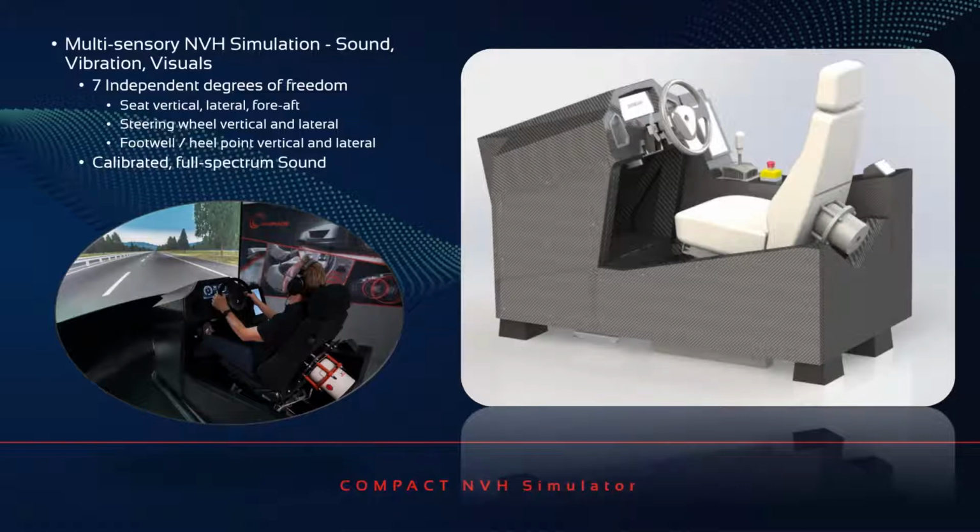7 independent degrees of freedom of vibration are delivered to the driver. Vibration is delivered to the seat in the vertical, lateral, and fore-aft direction. The steering wheel has vertical and lateral vibration components, and the footwell or heel point has vertical and lateral vibration as well. This combination delivers vibration to all driver touch points in the vehicle, providing a very realistic and accurate experience.